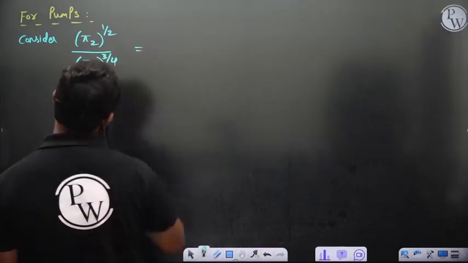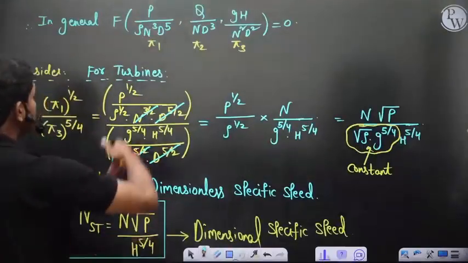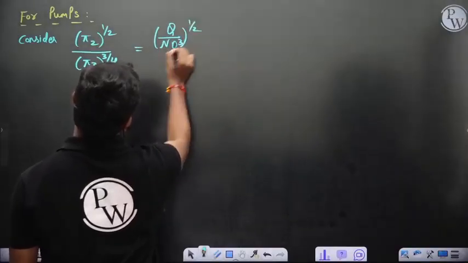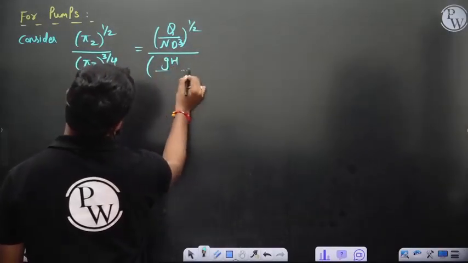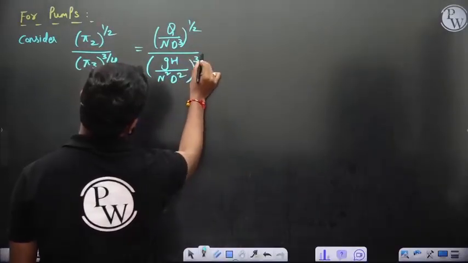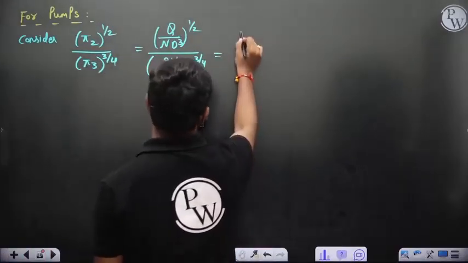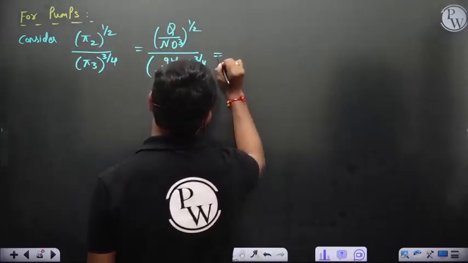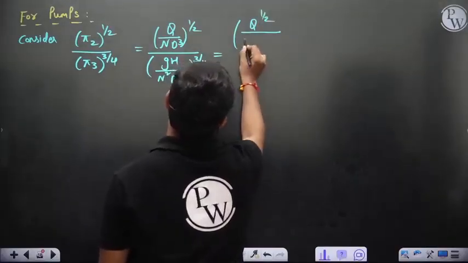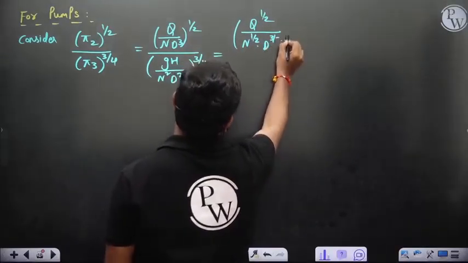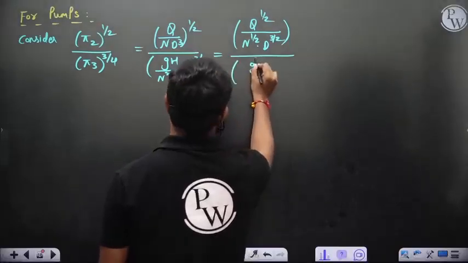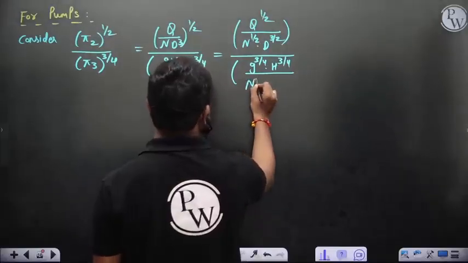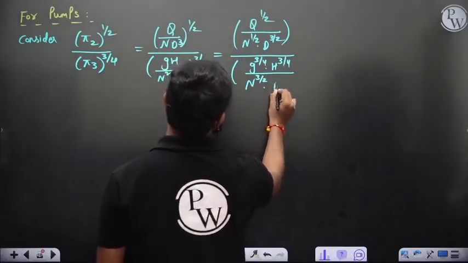So let's see pi 2. So what is pi 2? Of course, pi 2 is this Q by N D cube, because discharge is the main point of interest, and to what height it is getting delivered. That's also some nice thing to look at. So if you simplify this, first let's write it in terms of powers. Q power 1 by 2 by N power 1 by 2 D power 3 by 2 upon g power 3 by 4 H power 3 by 4 by N square power 3 by 4, which is like N power 3 by 2 and D power 3 by 2.